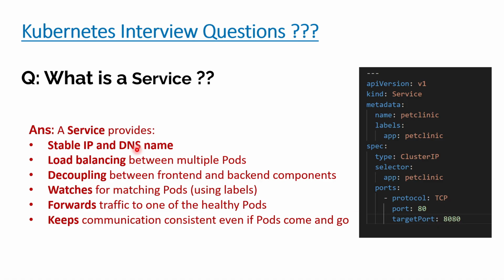So it gives a stable IP and DNS name, it is helpful for doing load balancing between multiple pods, decoupling between front end and back end components, and watches all the matching pods using labels as I mentioned. So a service can communicate with pods with the help of labels only. It forwards traffic to one of the healthy pods. If you have three pods and one of them is healthy, then the service will forward the traffic to that healthy pod. It keeps communication consistent even if pods come and go.